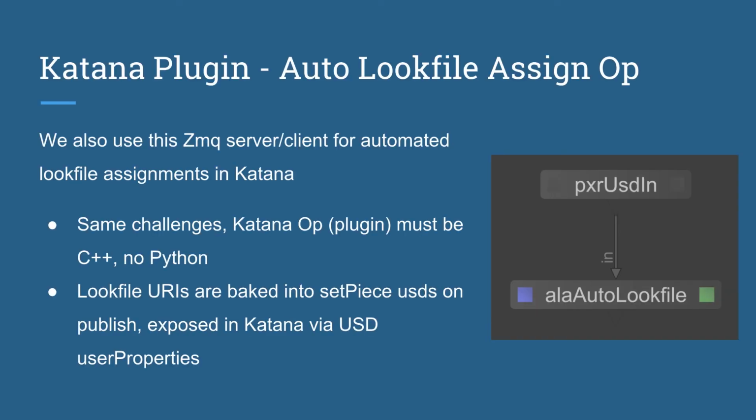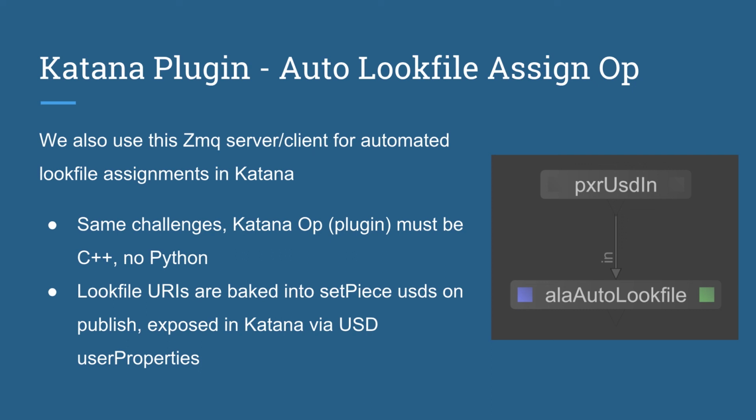Our Katana plugin was also C++. We thought it was important to mention in this presentation because it also required our C++ client. We use this mainly for automated Lookfile assignments in Katana. If you've never used Katana, a Lookfile is basically a way of defining a material which can then be applied through Katana to different models and meshes. It had the same challenges. The plugin had to be C++. There was no Python able to be used.